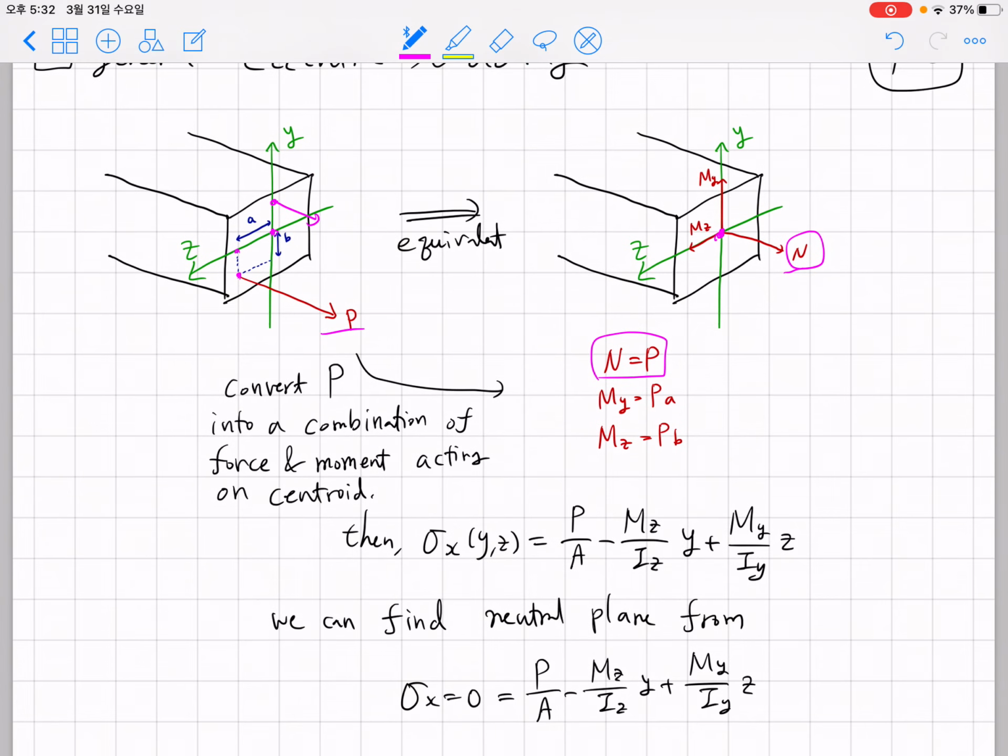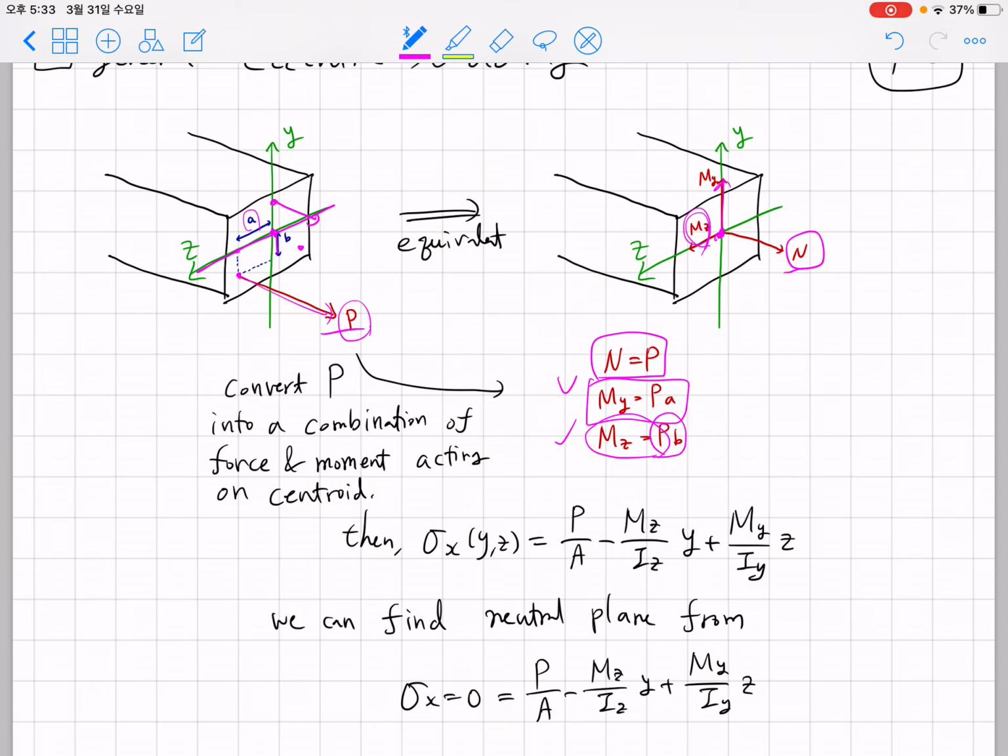So how can you obtain the z-directional moment? Regarding the z-directional moment, what you can see here is that you have distance b and you have force P, so you have P times b as the magnitude of the Mz component. Regarding the y-directional moment, you multiply a and P, so that My equals P times a. Of course, when P is located elsewhere, you have to be careful about determining the sign of My and Mz.